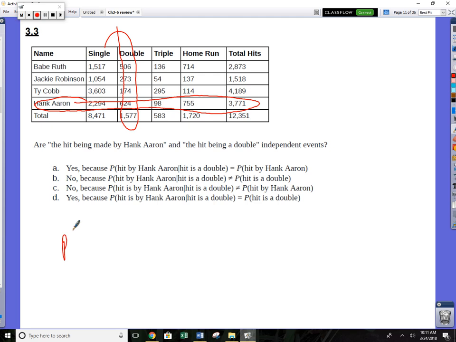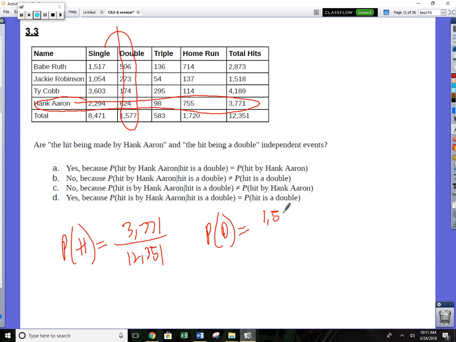Okay, so the chances of it being a Hank Aaron hit, he has got 3,771 of them out of the total 12,351. The chances of it being a double hit are 1,577 out of the total 12,351. So are they independent? Well, I guess before we do anything, we can look at the multiple choice. So it's either yes or no. Yes, because the chances of Hank, given that it's a double, are the chances that it's hit by Hank.